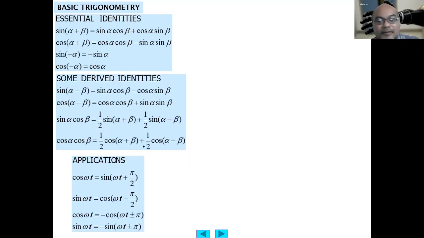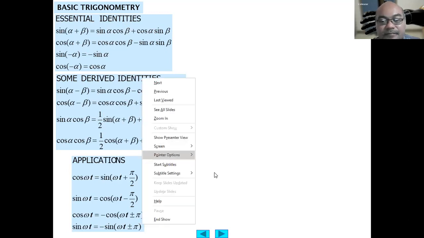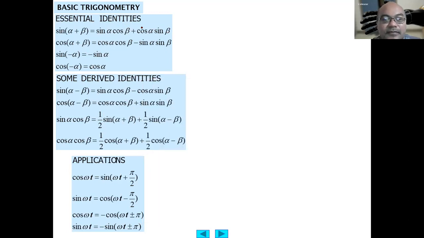So let's attempt to write it down. Using this identity, sine omega t plus pi over 2 equals sine omega t cosine pi over 2 plus cosine omega t sine pi over 2. Cosine pi over 2 is 0, right? This is 0, while this equals 1. So this equals cosine omega t.